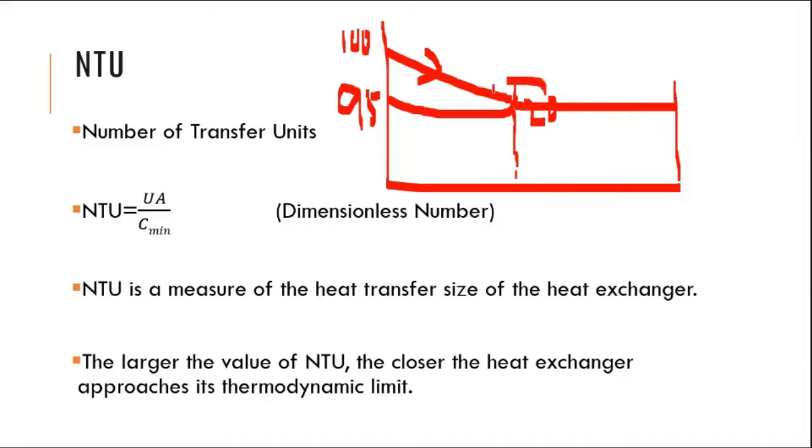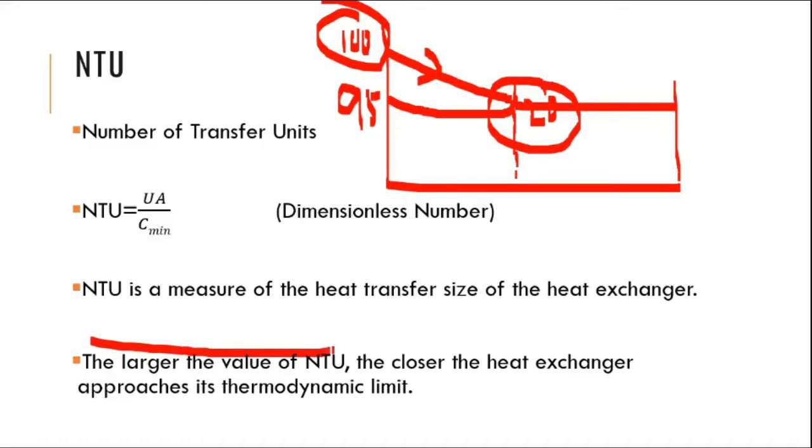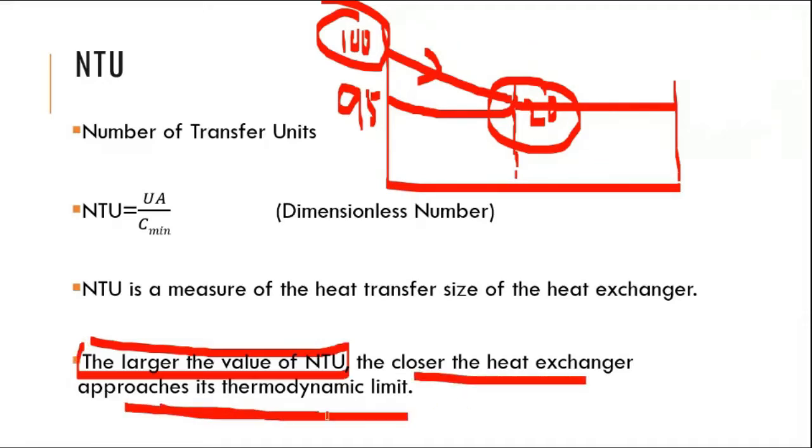So this 20 degrees Celsius is the thermodynamic limit for the hot fluid, and 100 degrees Celsius will be the thermodynamic limit for the cold fluid. Now, the larger the value of NTU, the closer the heat exchanger approaches its thermodynamic limit. It means if we have a large value of NTU, the outlet temperature of the hot fluid will be closer to 20 degrees Celsius. It can be 23, 24, 25. If the NTU value is large, the outlet temperature of the cold fluid will be closer to 100 degrees Celsius. It can be 98, 96, 95.